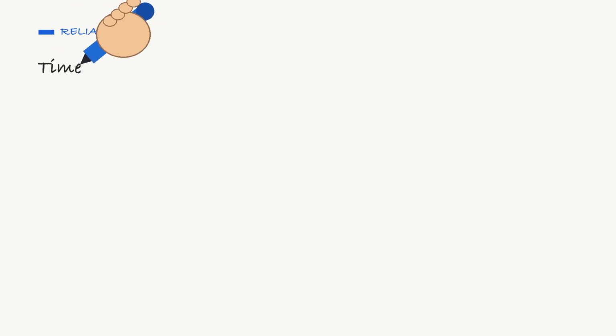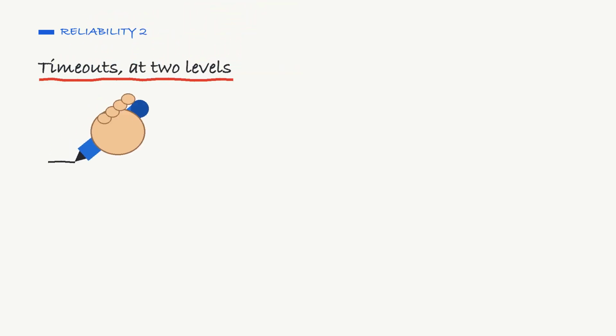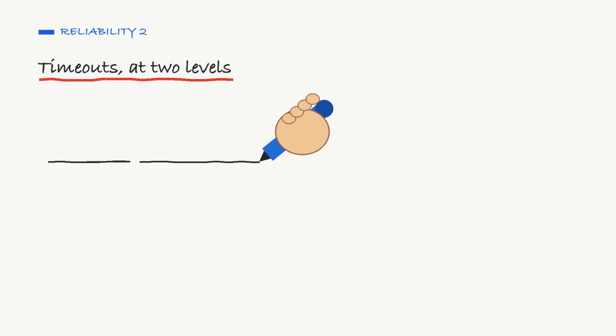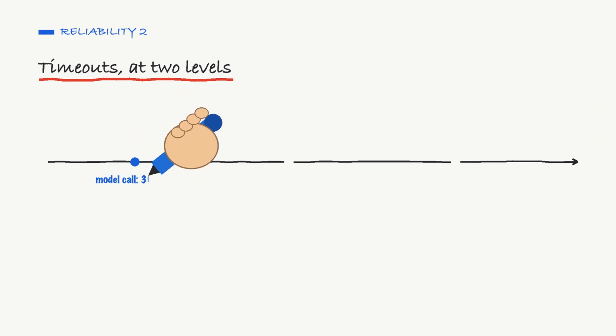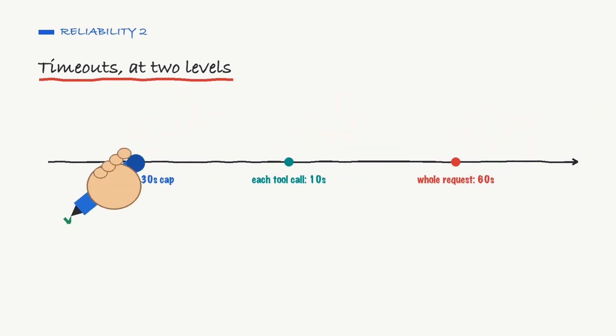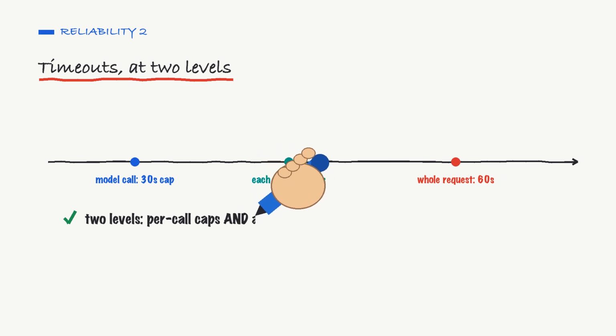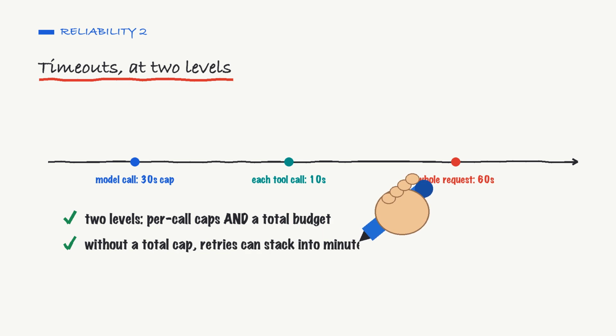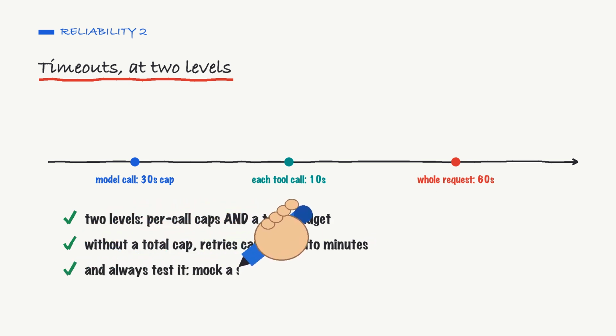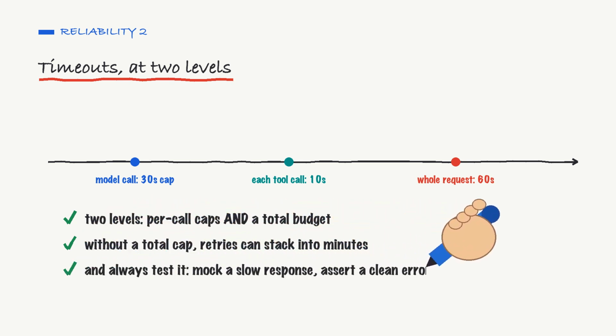Second pillar, timeouts, and you need them at two levels. Per-call caps, say 30 seconds for a model call, 10 for a tool, and a total budget for the whole request, say 60 seconds, because without it, 3 retries of 3 slow calls quietly stack into minutes. And here's the discipline. Test it. Mock a response that takes 70 seconds, and assert you get a clean error, not a hang.